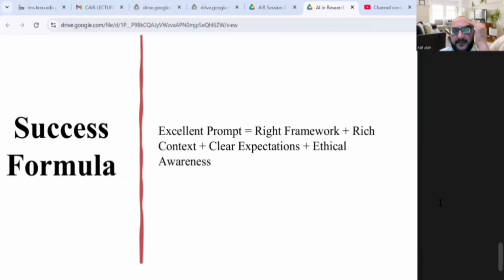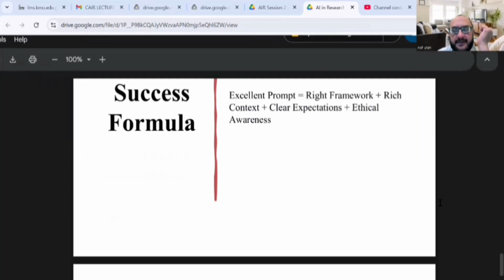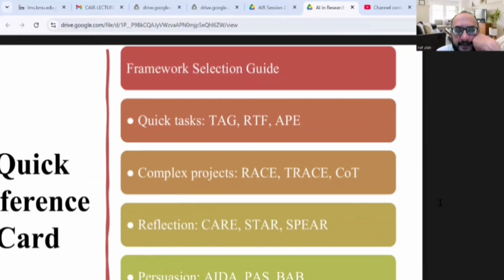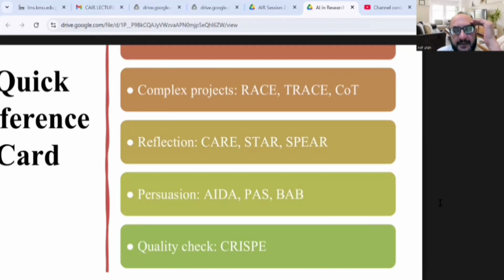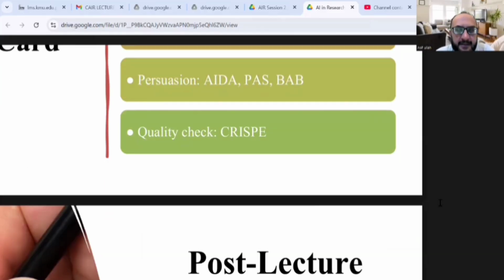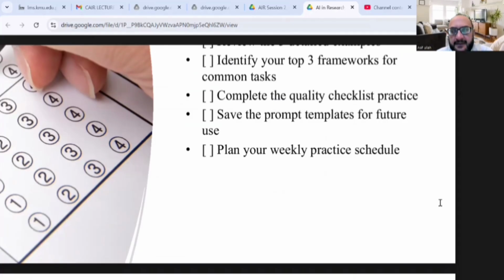React. Success formula: an excellent prompt is equal to the right framework with a rich context, with clear expectation and ethical awareness. Quick reference card, framework selection guide: quick task, TAG, RTF, AP; complex projects, RACE, TRACE, CODE; reflection, clear STAR, SPEAR; persuasion, AID, APS, and BA. Quality check with post lecture checklist. Review the 3 detailed examples, identify your top 3 frameworks for common tasks, and complete the quality checklist practice.